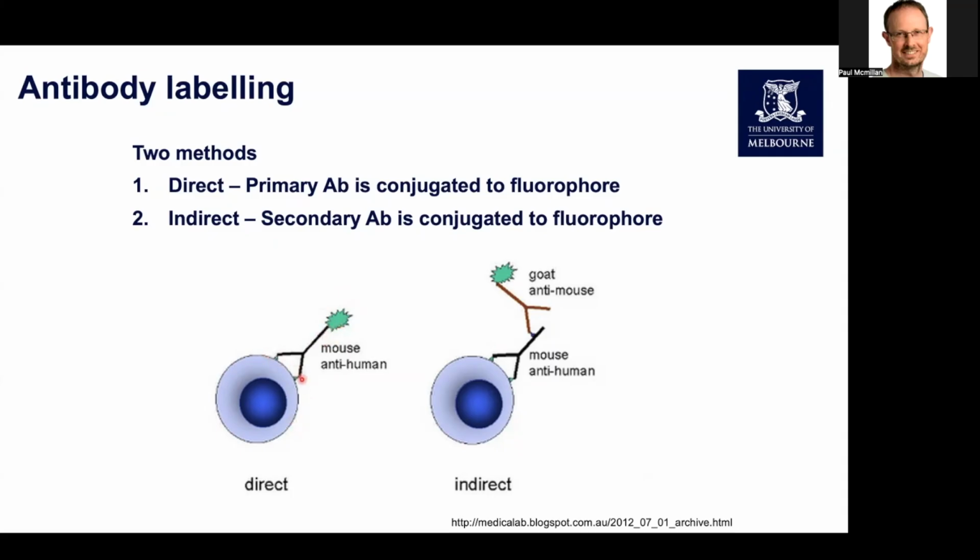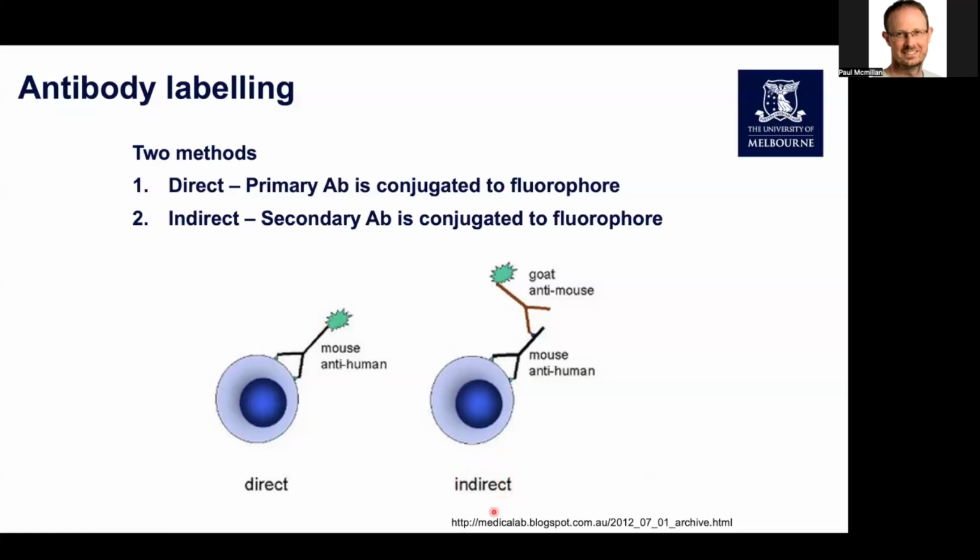Nice thing here is it's really nice and specific. We have a single antibody and a single fluorophore. That is also the downside, that we don't have potential amplification of the signal. So for every potential molecule of the protein we're finding, we've got 1 fluorophore attached.